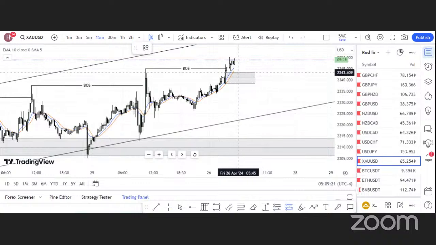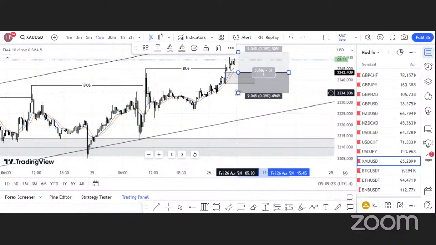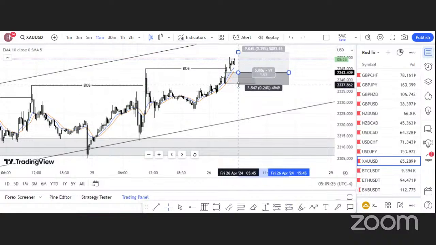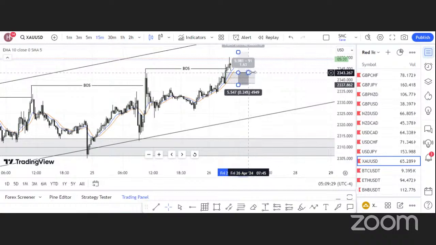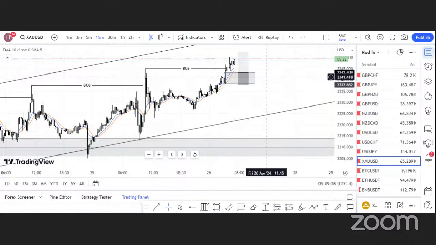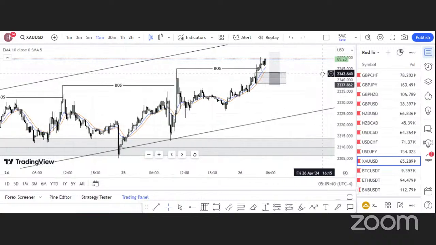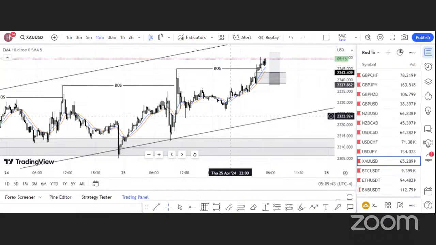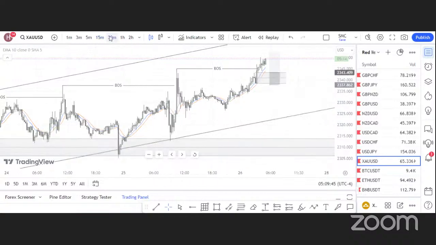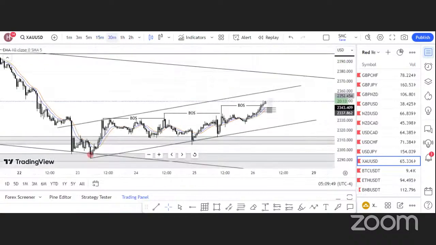So now the expectation is for the market to come down to this level and then give us an entry. When the market comes back to this level, we are going to open a buy position, because the market is trading to the upside direction. All right, let's go back to the 30 minutes time frame.